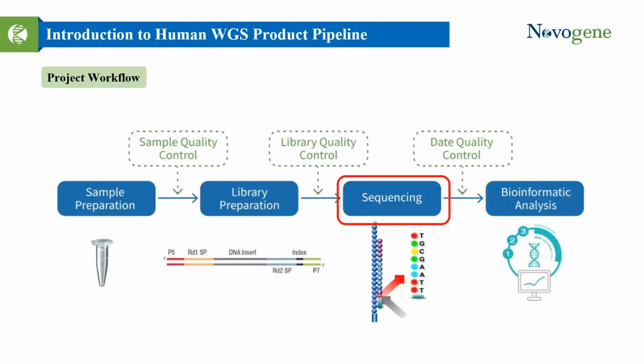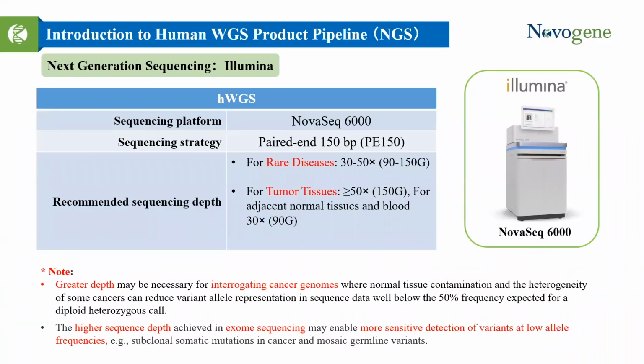After the library is prepared, it will undergo library quality control to check if the libraries are available for sequencing. Then we will go to the sequencing step. In Novogene, we use Illumina NovaSeq 6000 platform for human hWGS sequencing. And the main sequencing strategy is paired end 150 BP. However, other sequencing strategies are also available for us. Please consult our local sales for more options.